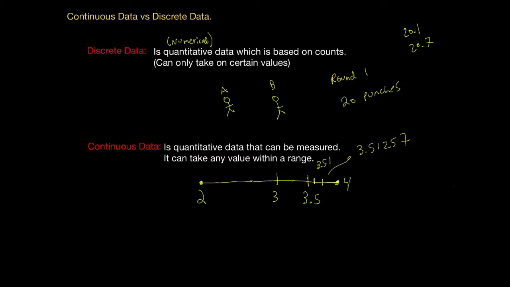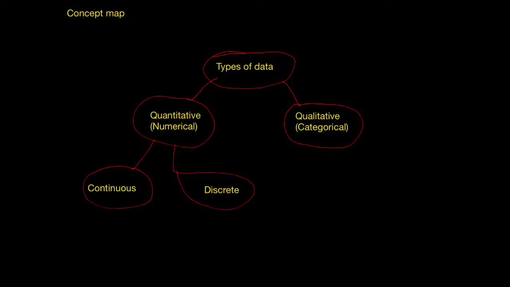Let's organize everything that we've learned up to this point. So here is a concept map. Here are the types of data. We have quantitative, which is numerical, and then we have qualitative, which is categorical. And for categorical data, remember that bar graphs are king when it comes to categorical data. And for quantitative data, we just learned that we have 2 types. We have continuous and discrete, things that can be counted with our fingers, and things that can be measured, such as decimals, fractions, etc.